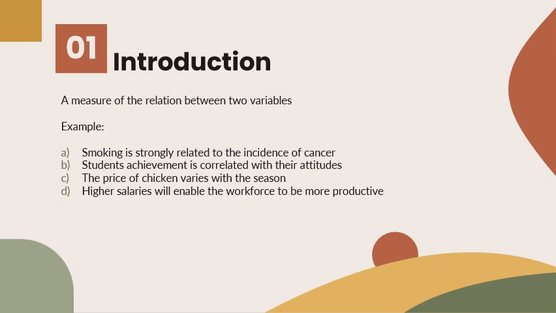The second example, student achievement is correlated with their attitudes. It is a very logically correct example. The more positive students are to the subjects, their achievement will become greater. And the price of chicken varies with the seasons. And the fourth one, higher salaries will enable the workforce to be more productive. These are some examples that we can relate between correlation and regression.